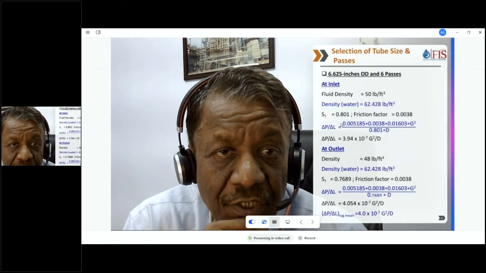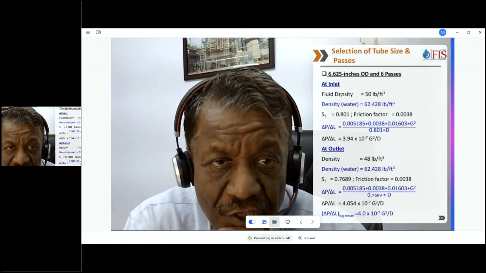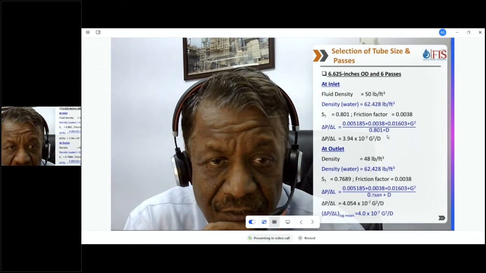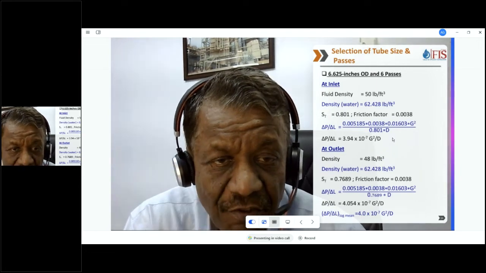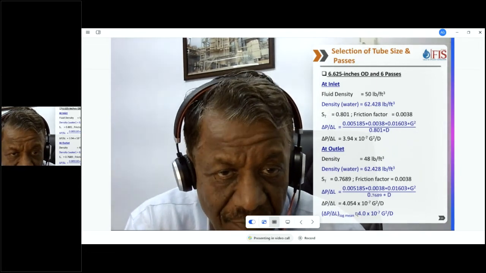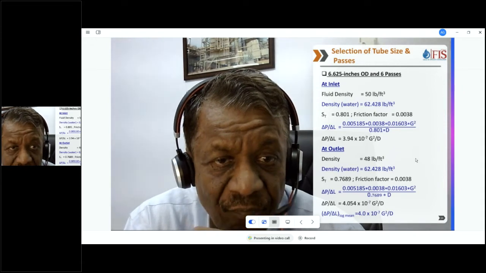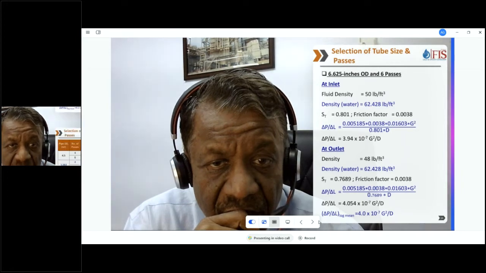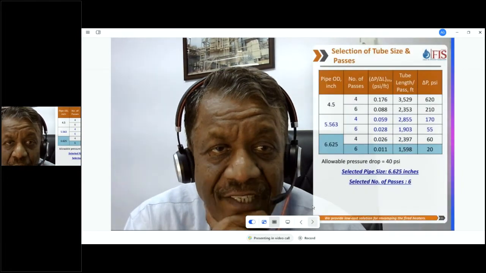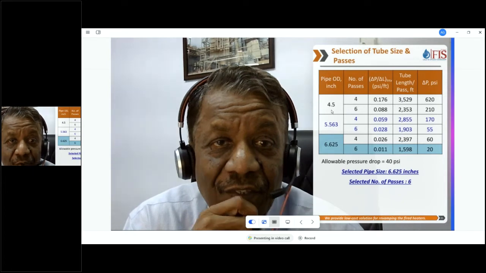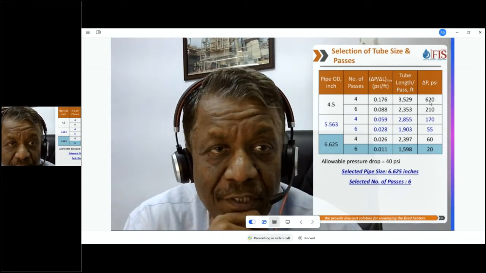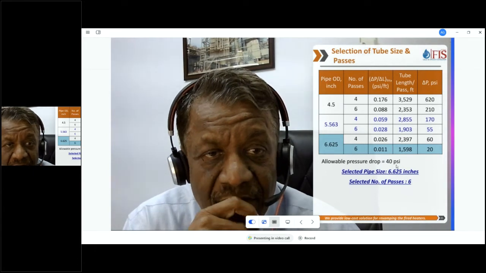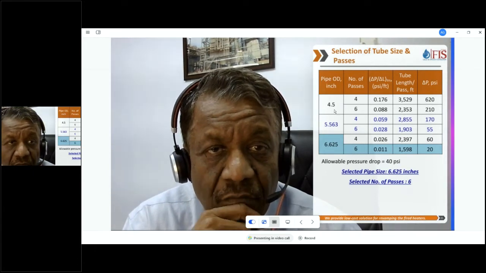So we do this pressure drop calculation. Very, very simple. Don't get scared by these numbers. Process engineers always have these things. They come up with this delta P log mean. And then they say, okay, 4-inch, 4 pass, the pressure drop is 620. Allowable pressure drop is only 40. So what will we do?